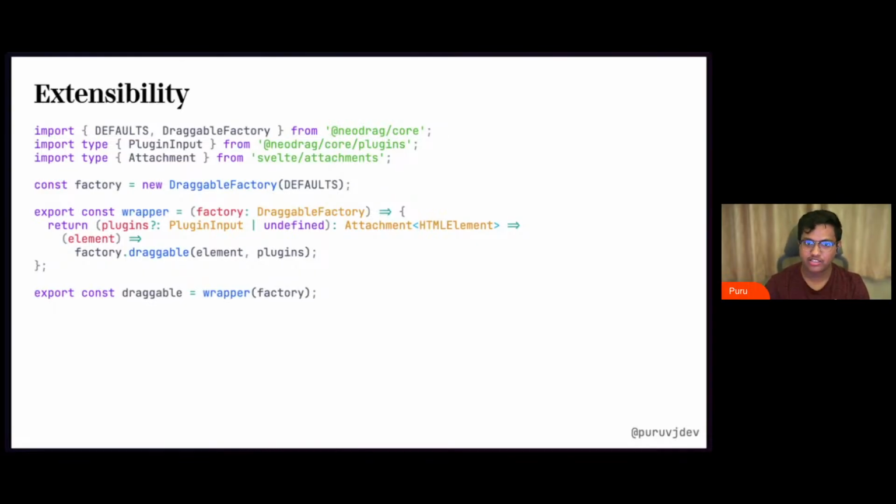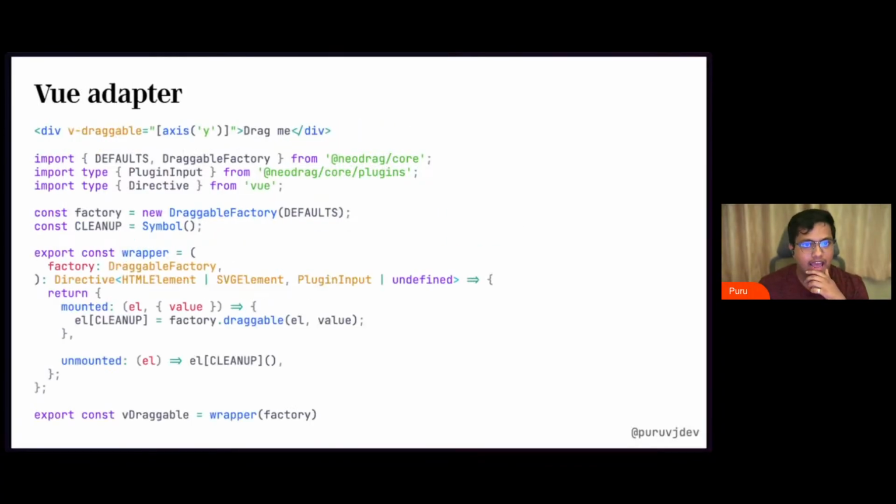Create your Draggable factory with the options you want and write a wrapper that takes advantage of factory.draggable. That's it. In fact, what you see on the screen is the exact code of Neodrag/Svelte minus the reactive compartment stuff. That is how simple it is. This is the entire Neodrag/Svelte package, by the way. And it's not simple just for the Svelte adapter cases. It's simple even for the Vue version, which is a Vue directive.